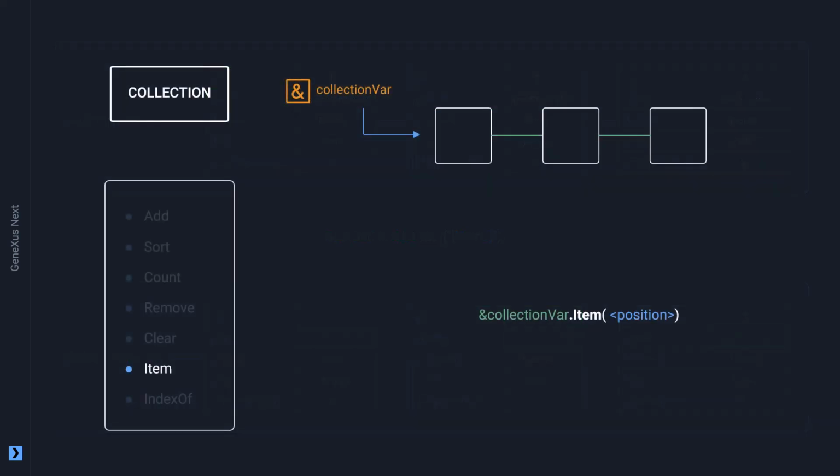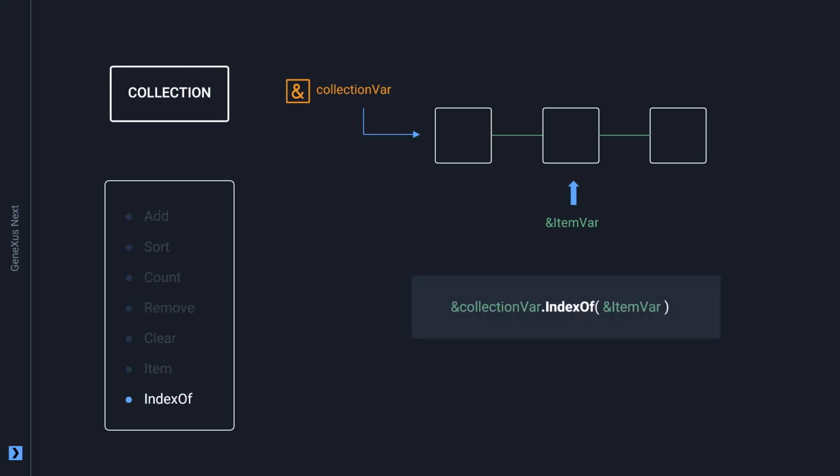The item method allows us to retrieve a reference to the memory position occupied by the item at the specified position. So if the position is 2, it returns a reference to that item. We could assign this result to a variable of the same data type as the items. The other possibility is, given the memory position of an item in a collection, to request the index of that item. In this example, the result will be 2.